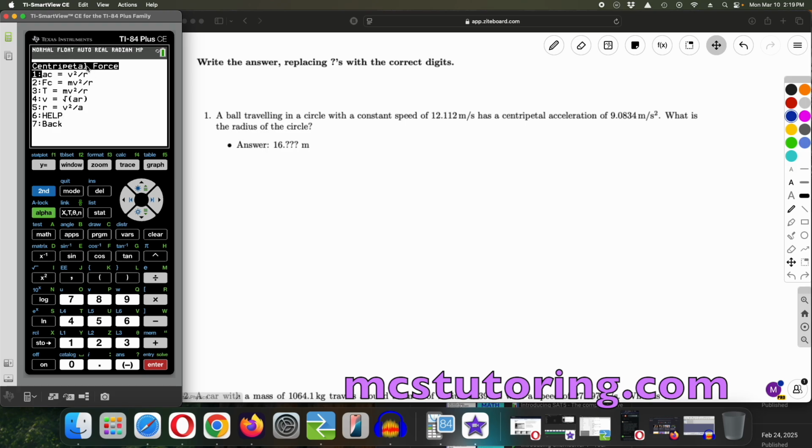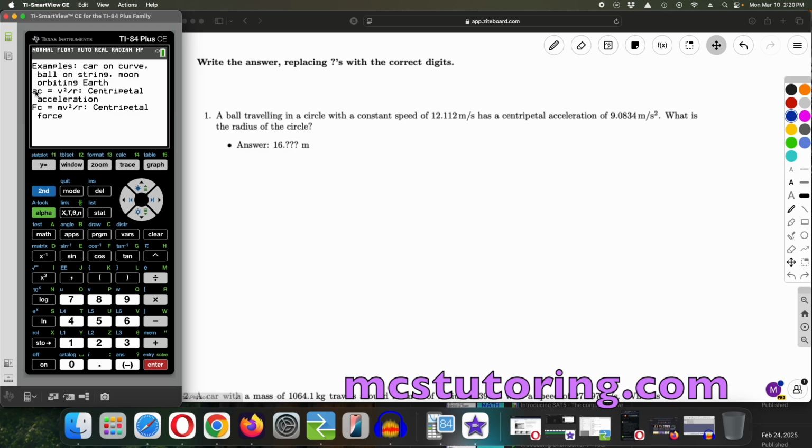Each submenu here, like centripetal force, mechanics, dynamics, and so on, has a help menu. So if you're completely unfamiliar with physics, which is okay, it'll walk you through. Centripetal force is directed toward the center of a circular path and keeps an object moving in circular motion. Examples: a car on a curve, a ball on a string, the moon orbiting Earth. That helps set you up.